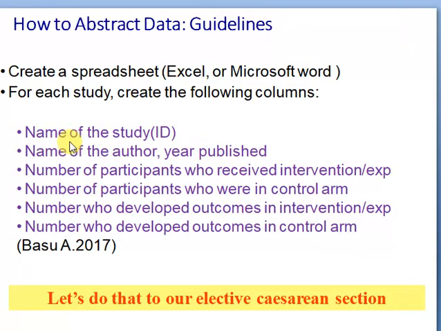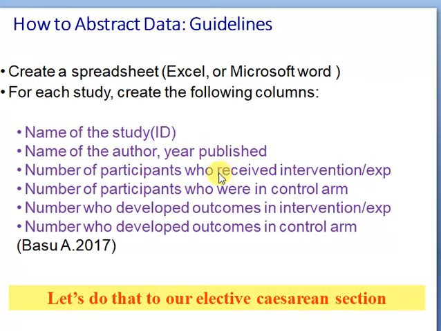The first one is to create spreadsheets in Excel, Microsoft Word, or from different Microsoft Office tools. For each study, we have to create columns, especially the name of the study, or the title of the study, or we can use ID numbers. Then after, the name of the author has to be put in the second column with the year of publication.